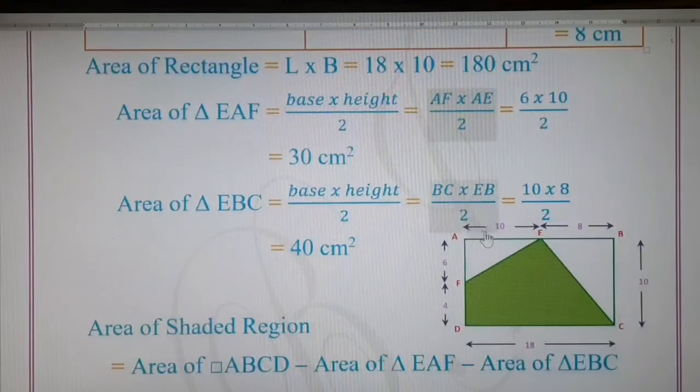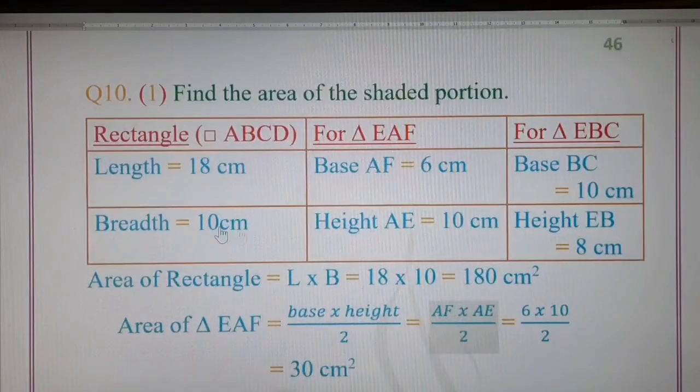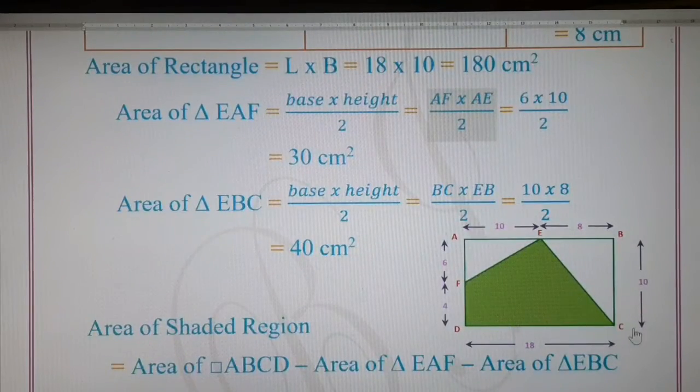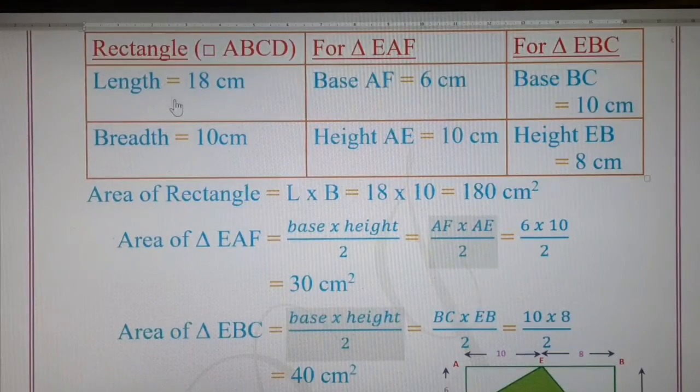So what is the name of this shape? Quadrilateral ABCD. Quadrilateral ABCD, it has length 18 centimeter and breadth 10 centimeter. So 18 is the length and 10 centimeter is the breadth. So that detail we have to write down.